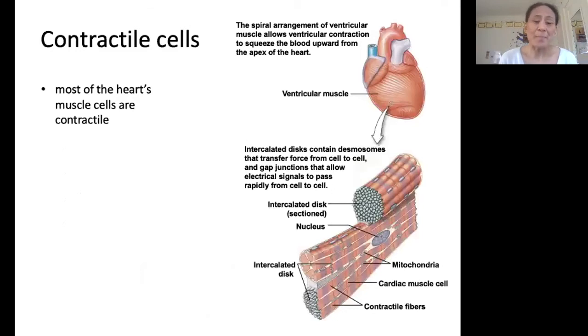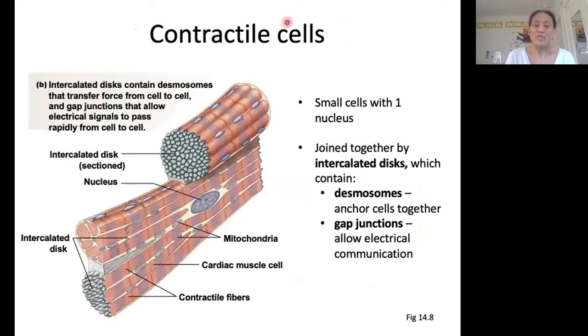That was the pacemaker cells. Let's move on and talk about the contractile cells. As I said before, the job of the contractile cells is to contract, and most of the heart's muscle cells are contractile. Let's take a closer look at some of their characteristics. Contractile cells are small cells with one nucleus. In contrast to skeletal muscle, where we have multinucleate cells, we have individual cells with a single nucleus for these contractile cells.